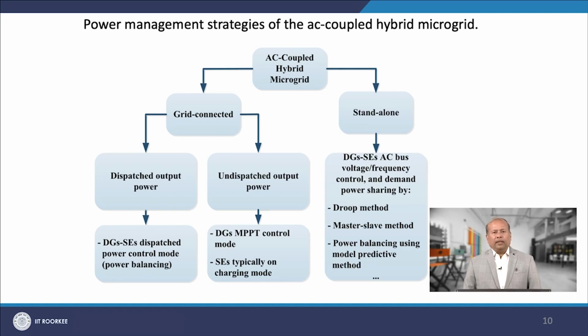However, in grid connected mode, the power management strategies are segregated into dispatched output power and undispatched output power. The selection of power management in grid connected mode depends on the state of energy storage. If the energy storage possesses enough storage capacity, the distributed generations operate in MPPT mode, providing undispatched output power to the grid, else operate in power control mode, injecting dispatched output power.